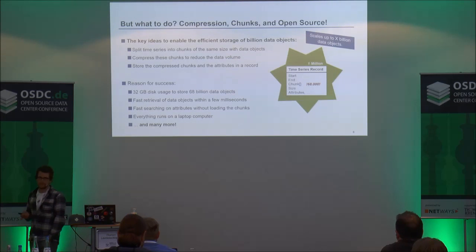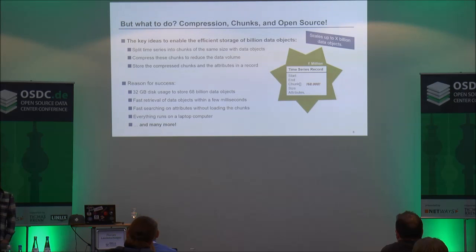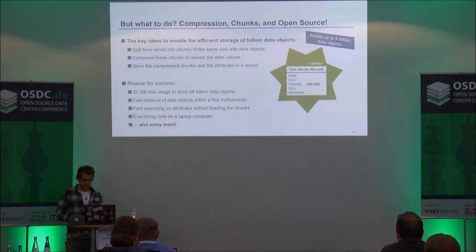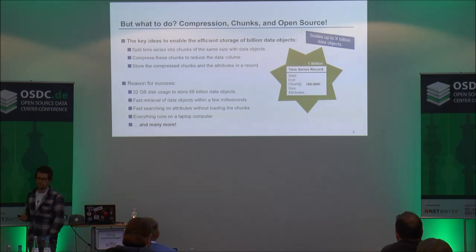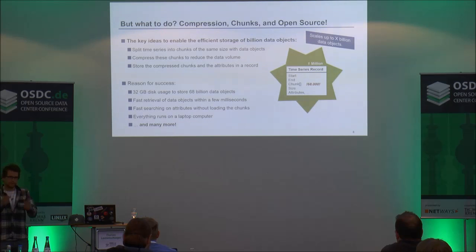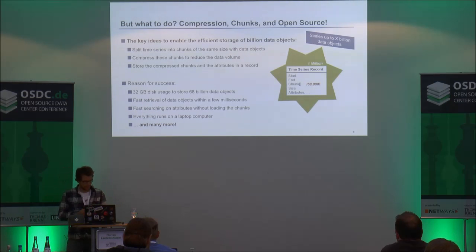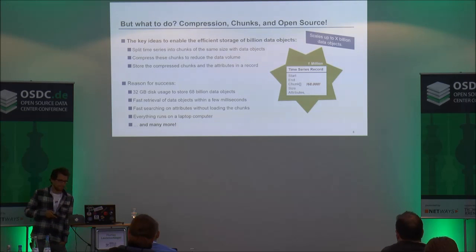The reason that this approach is a success story is that we are able to store 68 billion data objects in 32 gigabytes and retrieve any point within a few milliseconds. I've done this measurement on my laptop computer, no server computer, just a small laptop computer. And we're able to search on the attributes without loading all the binary data, which also gains faster queries, and many more reasons.